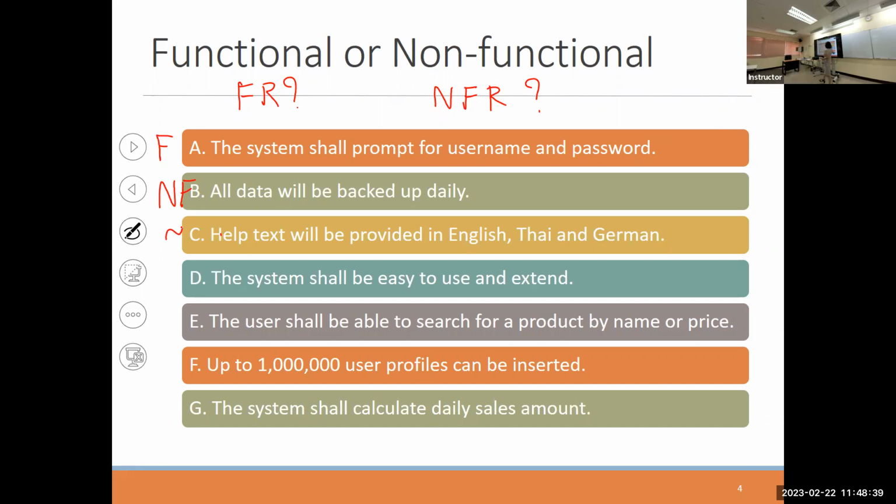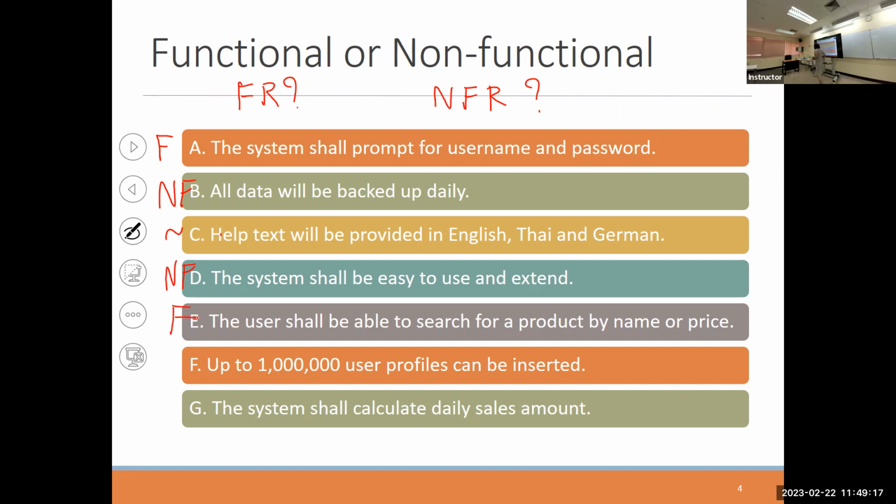All right. D, the system shall be easy to use and extendable. Functional or non-functional? Okay, most of you go for non-functional. Okay. E, user shall be able to search for product by name or price. I think this is a pretty clear answer by all of you.